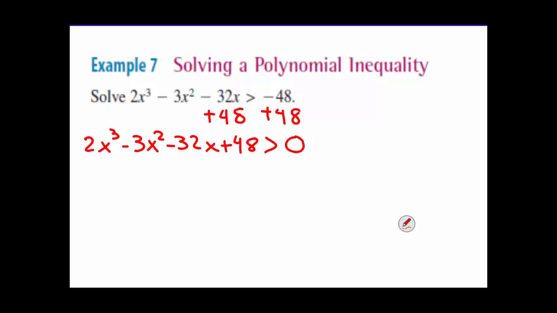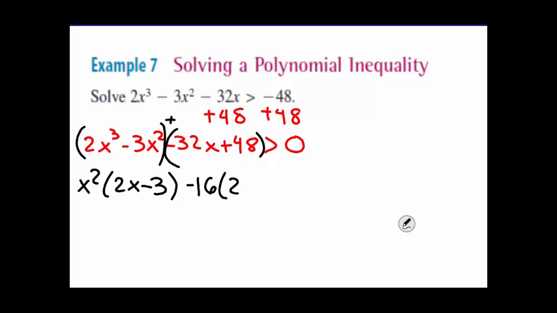Alright, so we're going to group the first 2 terms together, group the second 2 terms together, and make sure we put that negative sign with the 32x. We don't want to put that in the middle. That goes with the 32x. Alright, so we factor out what each binomial has in common, x squared and -16. Notice how both signs flip in the second binomial.